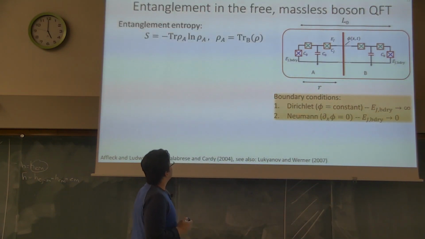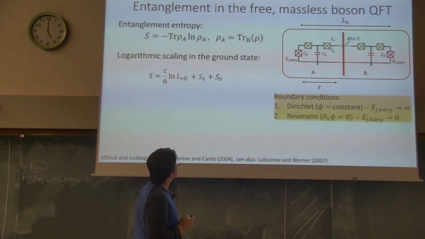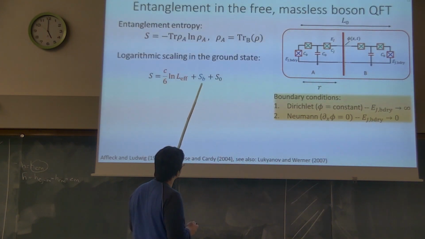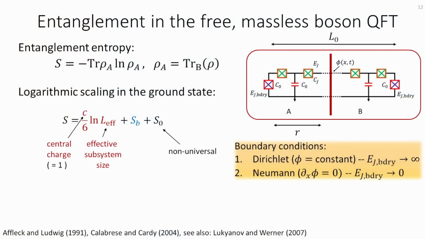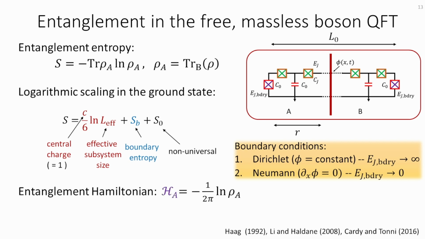Now, in the presence of boundaries, you have an additional boundary dependent contribution in the entanglement entropy, which depends on the Luttinger parameter. And we can actually compute this quantity analytically.